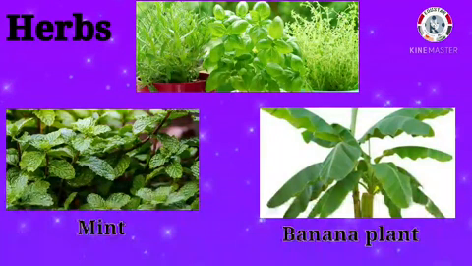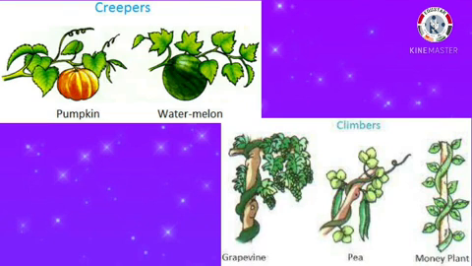The herbs have green and soft stems. For example, mint and banana plant. Creepers and climbers have thin and weak stems. Creepers creep on the ground. For example, watermelon and pumpkin. The climbers climb onto objects for support. For example, money plant and bean.